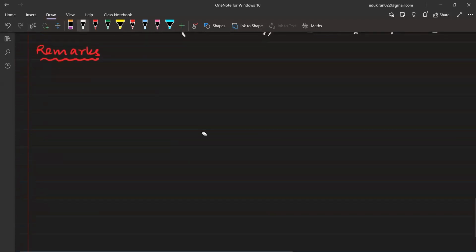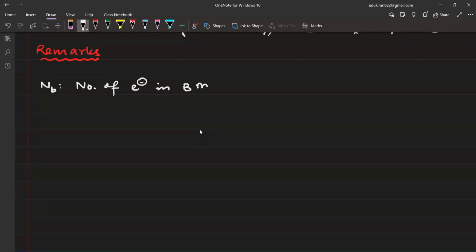So there are 2 signs for the number of electrons in bonding and anti-bonding. When I write Nb, this means the number of electrons in the bonding molecular orbital. Na is the number of electrons in the ABMO, that means anti-bonding molecular orbital. You understand this? Yes, sir.